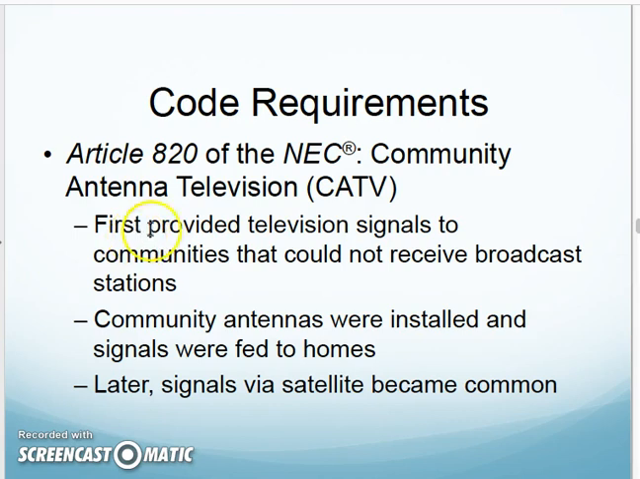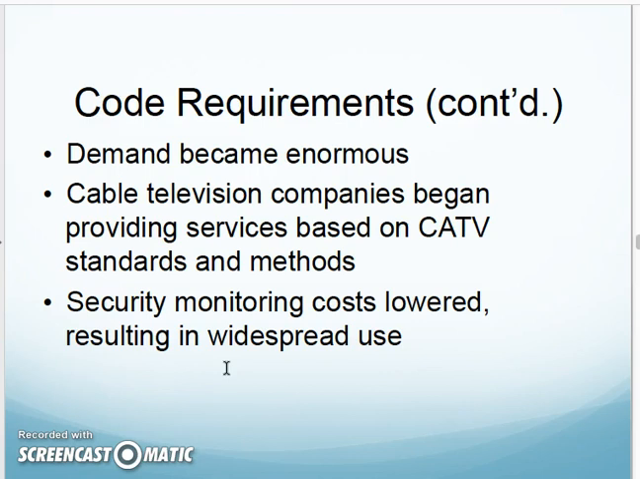So first, television signals were provided for people that could not receive broadcast stations very easily. Community antennas were installed and signals were fed to homes. Yep. Later, signals via satellite broadcast became common. Yep, exactly. All those things we had mentioned previously. The demand then became enormous as people started buying into cable TV because they could get channels, special channels like ESPN, that sort of thing that they could not get through their antenna.